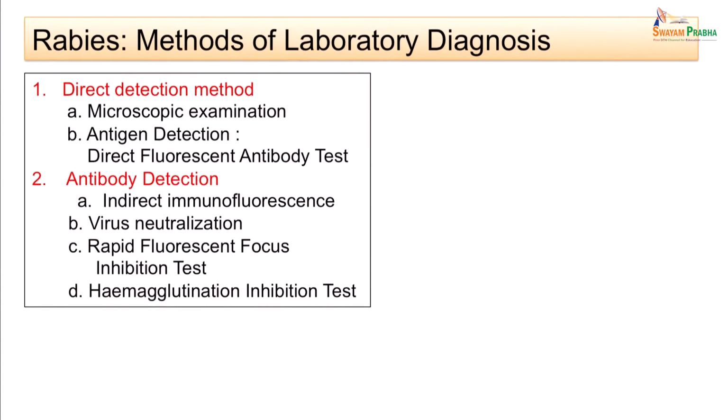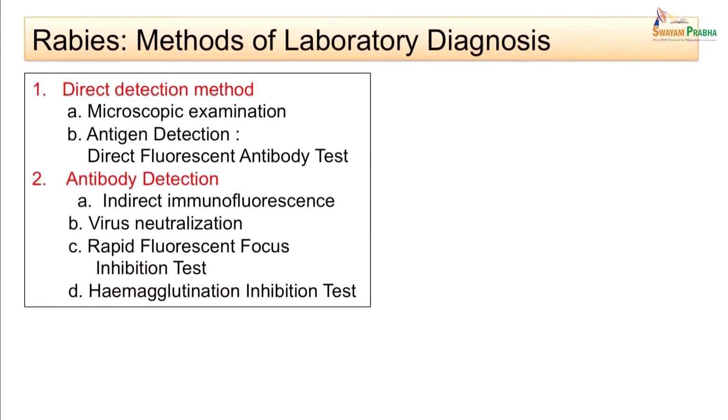The most commonly used method for direct detection is the demonstration of antigen. Antigen is demonstrated using the direct fluorescent antibody test. This test can be performed on various specimens like skin biopsy, corneal impressions, etc. for diagnosis of rabies. The antibody can also be demonstrated.